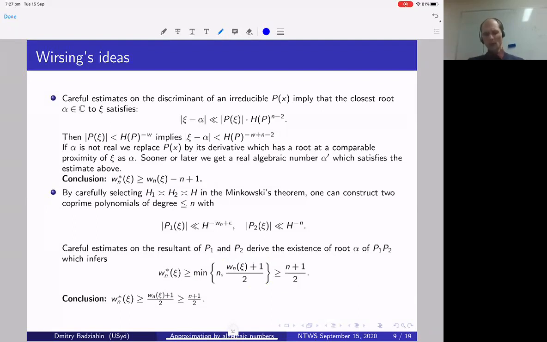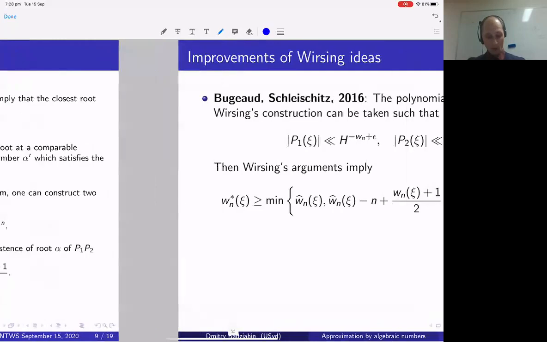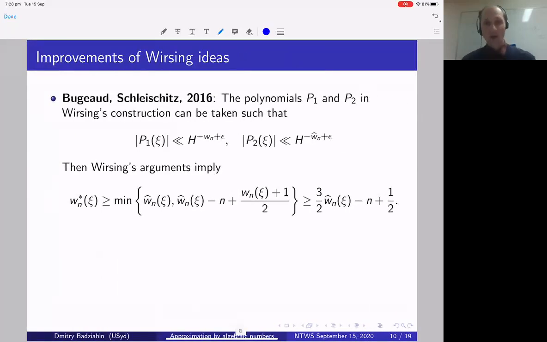Right. Now, since Wirsing, various people tried to make some improvements to this idea. The first improvement I want to discuss is due to Bugeaud and Schleischitz. That was written in 2016, but the improvement itself is not too deep, I would say. So if you look closer at the initial idea of Wirsing, we can find two coprime polynomials. And for the first one, we have the same estimate as before, P1 of size at most H^(-w_n + ε).